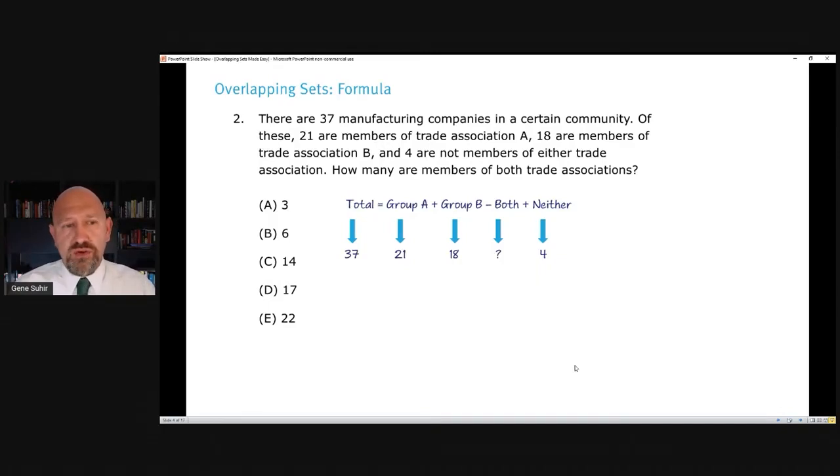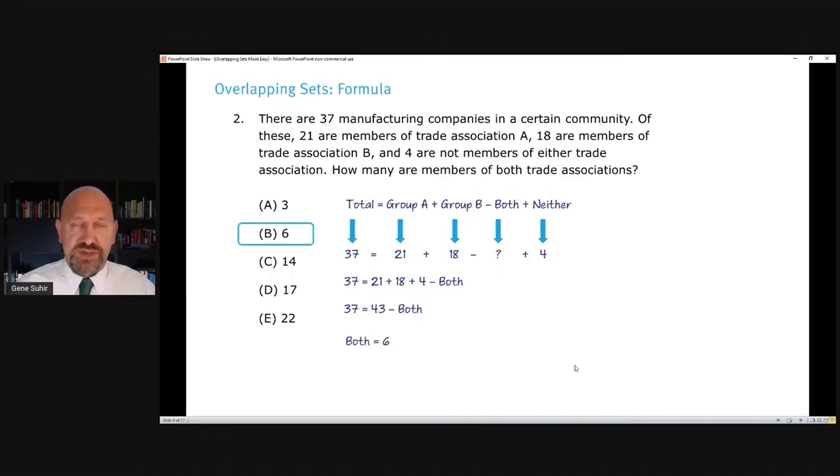So what we can do now is clean this up utilizing the formula, with a little bit of very light arithmetic involved. 37 equals 21 plus 18 plus 4 minus those in the both category. The 21, 18, and 4 add up to 43, minus what is 37? 43 minus 37 is 6, answer choice B. Now, this formula approach works very nicely. If you are given four out of the five elements of the formula, it is your plan A for overlapping sets, where the math itself is very minimal.